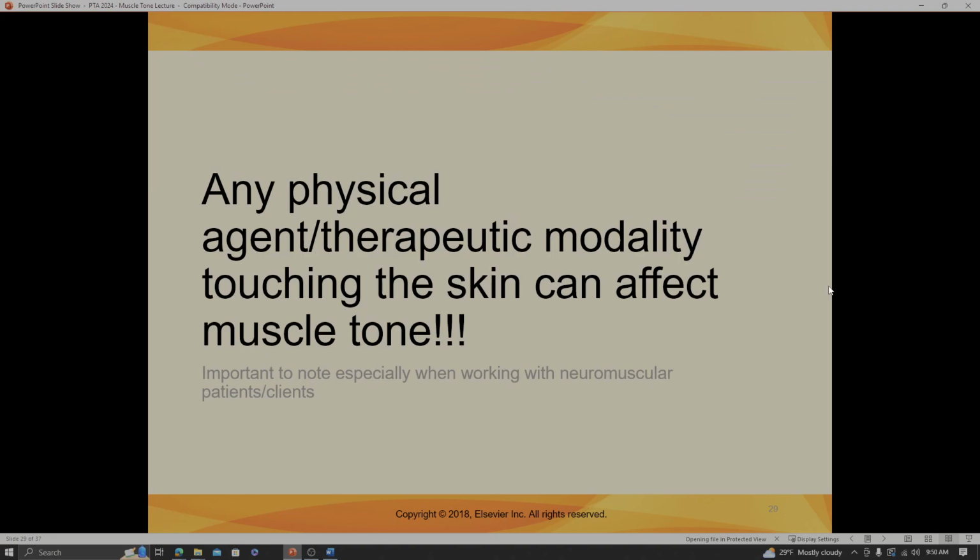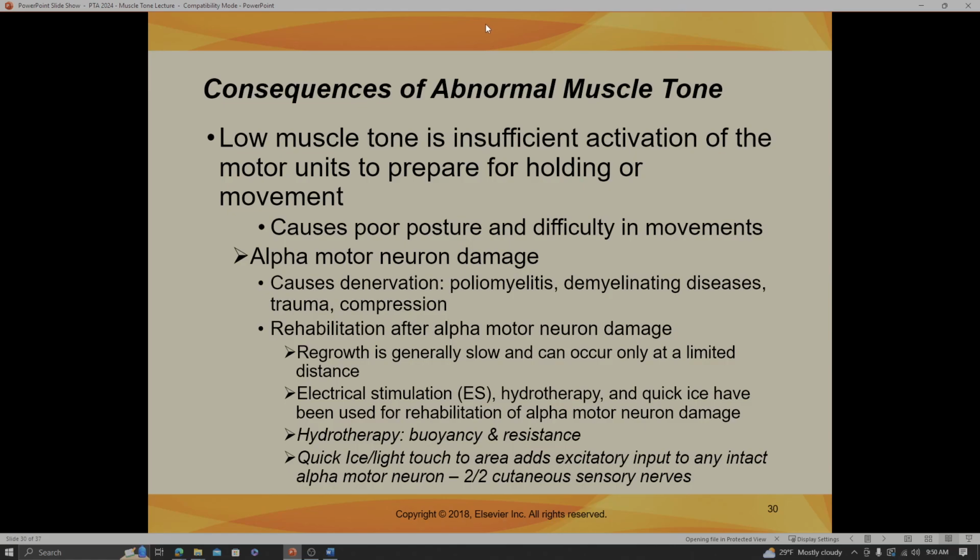So there you go. Why is this all important? Well, any physical agent or therapeutic modality touching the skin has an impact on muscle tone. So we have to understand muscle tone, because we're going to affect muscle tone using some of the physical agents we'll learn in this class. Consequences of muscle tone, sorry, this is a little bit of a longer lecture, but I'm doing the best I can. Consequences of muscle tone here are variable.